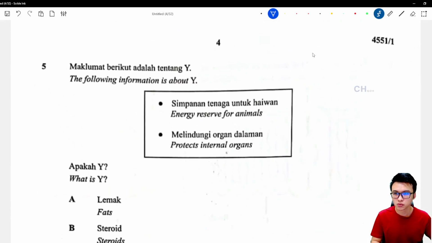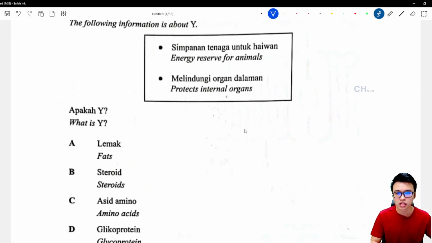Okay, so let's continue. The following information is about what stores energy reserves for animals and protects the internal organs. So we want to store the energy, and we want to protect the organs. There's only one thing, and that thing is called fat.